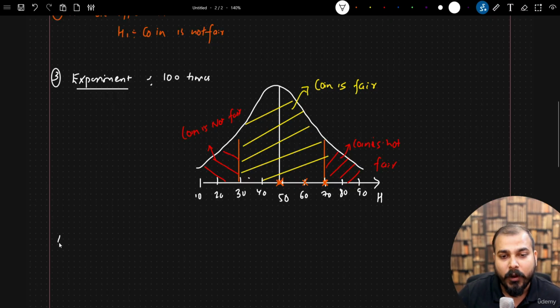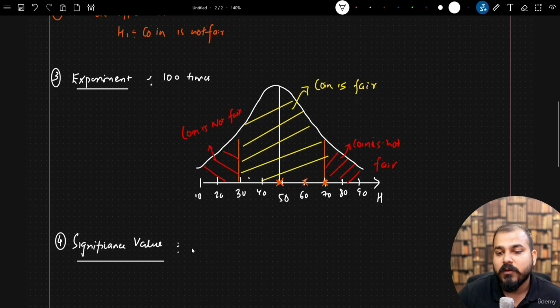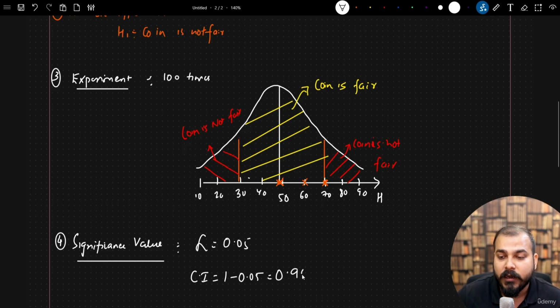There is a very important parameter called the significance value. Again, we'll learn more about the significance value. The significance value is denoted by alpha. If I say alpha is 0.05, then what it is saying is that we have to find a confidence interval by taking the entire area 1 minus 0.05. So 1 minus 0.05 is nothing but 0.95.